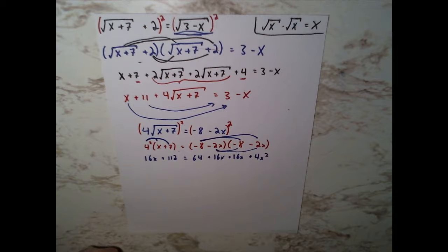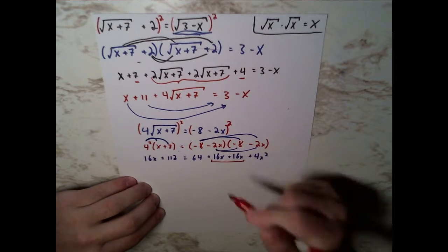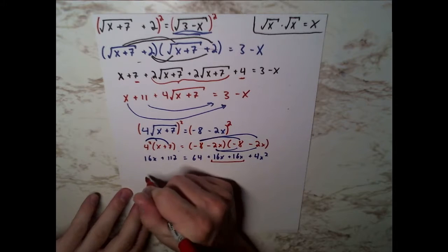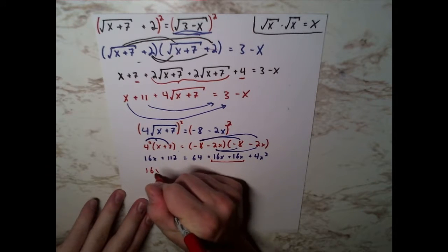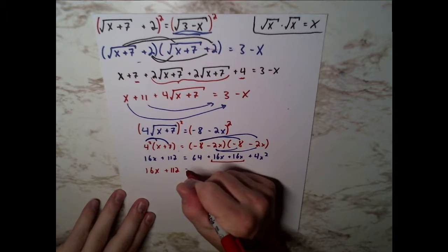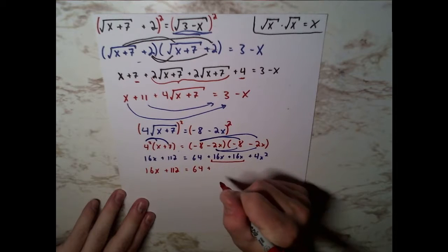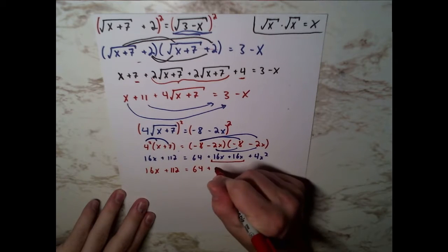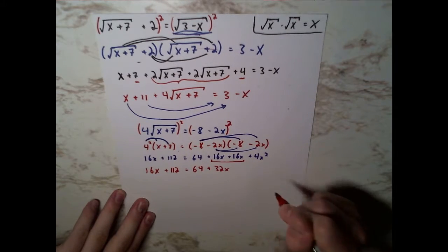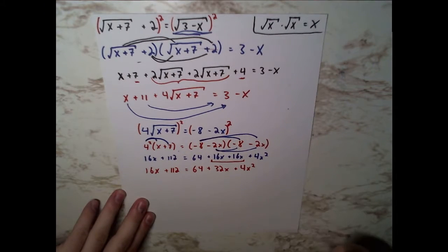So now we want to combine like terms, so these two terms can be combined here, and I'm just going to rewrite everything else. 16x plus 112 equals 64, plus this is going to be 32x plus 4x squared.